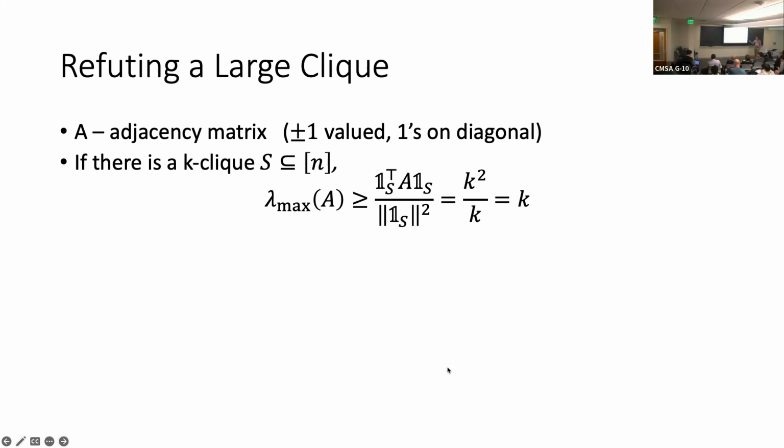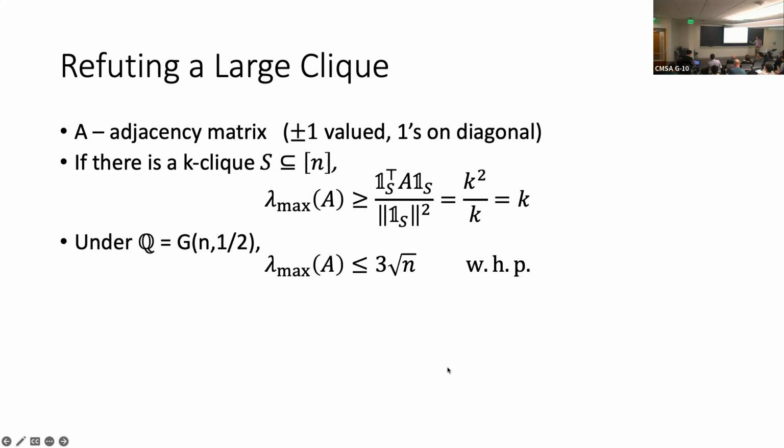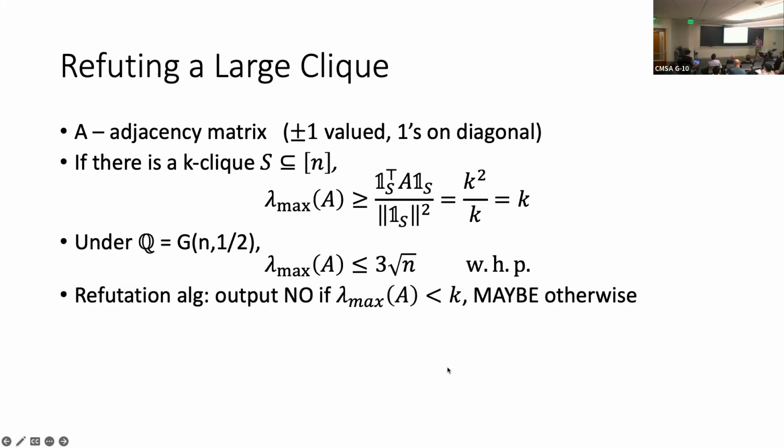And you can see this just by testing the quadratic form in this particular direction. I take the indicator for the clique, wherever it is, and I know this is at least k. But on the other hand, if you draw a graph that's just random with no planted clique, we know that with high probability, the largest eigenvalue is going to be like 2 root n. So, 3 root n just to be safe. And so this gives us a refutation algorithm.